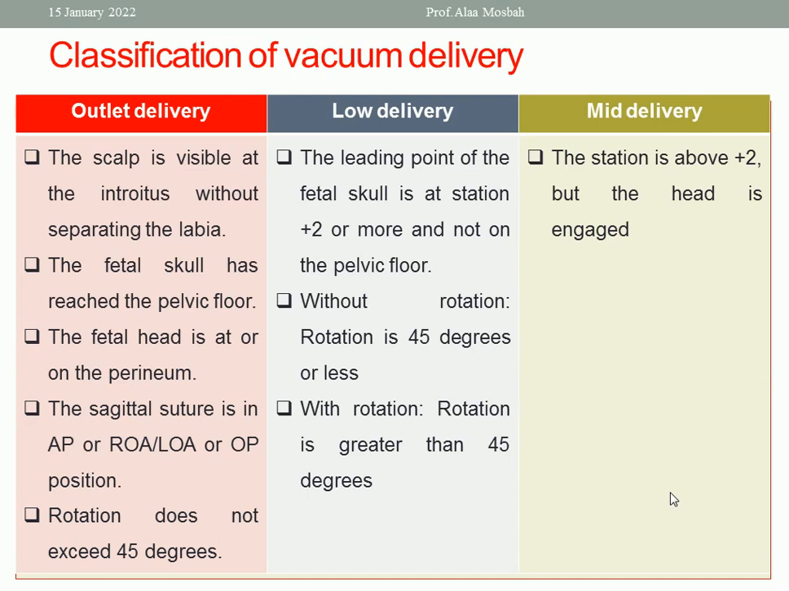What about low delivery? The leading point of the fetal skull is at station +2 or more and not on the pelvic floor. It doesn't reach the pelvic floor yet. If it reaches the pelvic floor or the perineum, it is called outlet delivery. But in low delivery, it doesn't reach the pelvic floor yet, although it is engaged and at +2 station. Okay? Without rotation, or rotation is 45 degrees or less. But what if the rotation is greater than 45 degrees?